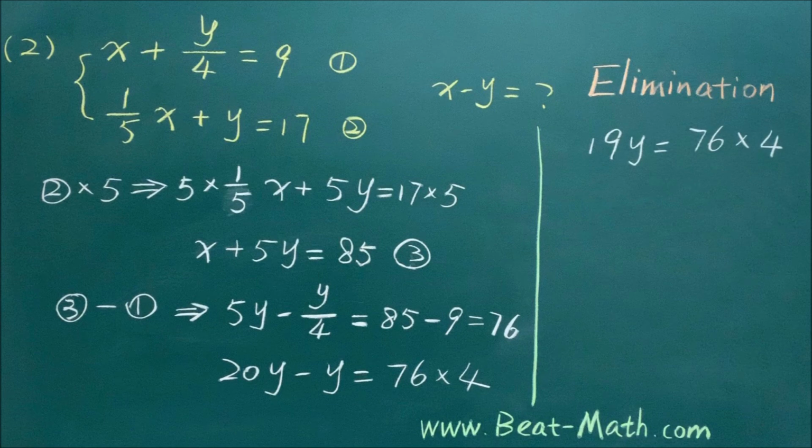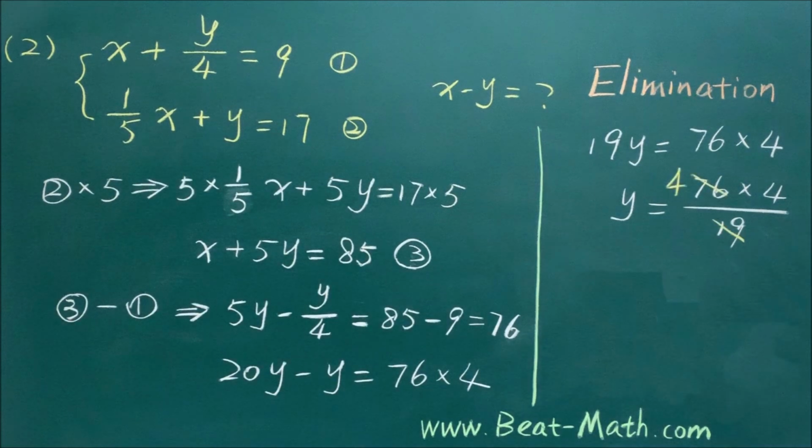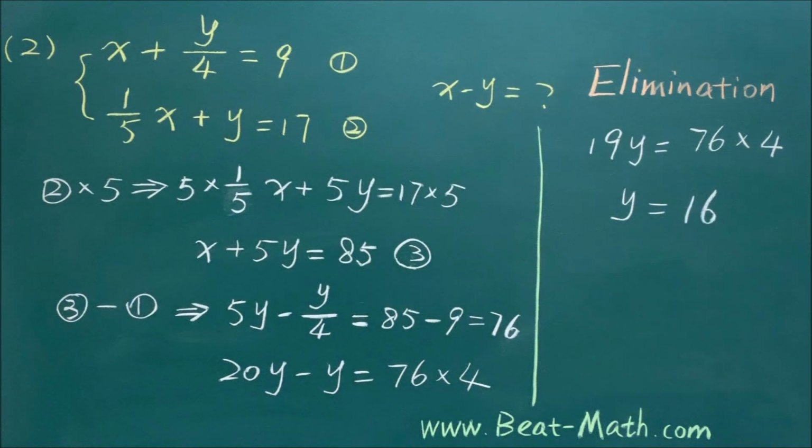Divide both sides by 19. We get 76 times 4 over 19. 19 is a factor of 76. 76 divided by 19 equals 4. 4 times 4 equals 16, and y equals 16.